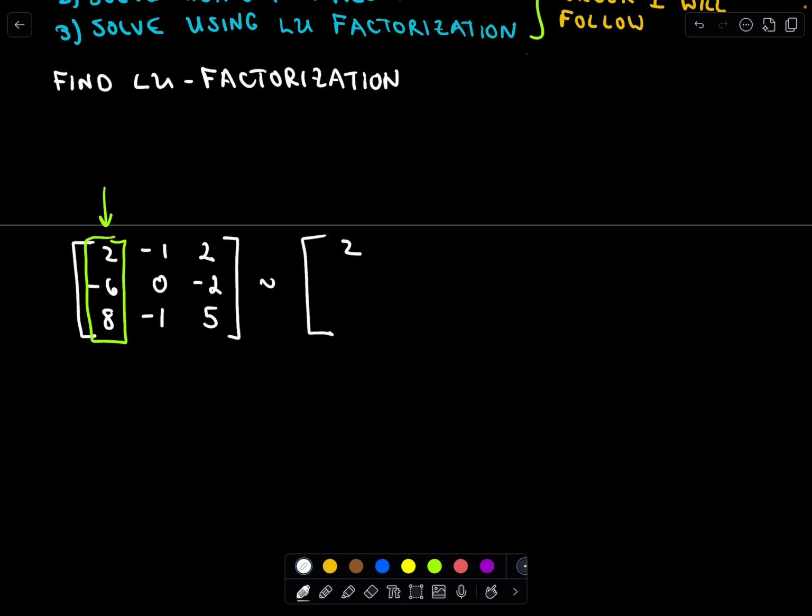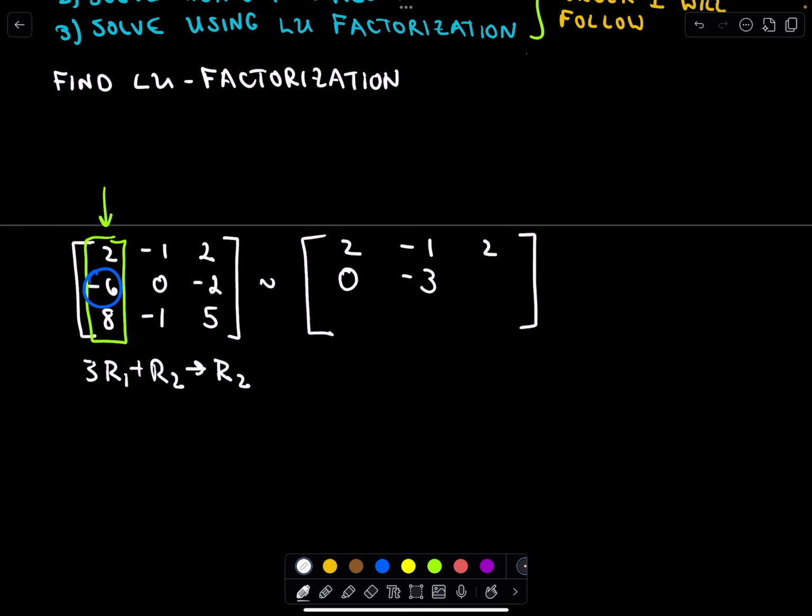I'm going to leave the first row alone. So I've got 2, -1, 2. I'm going to leave it alone. So let's try to get a 0 where that -6 is. I think that's not too bad. I could take 3 times the first row, add that to my second row, and that would give me my new second row. So 3 times 2 is 6, minus 6 gives me a 0. 3 times -1 is -3 plus 0 is going to be -3. And then 3 times 2 is 6. 6 minus 2 is going to leave me with +4. So that looks like one row operation.